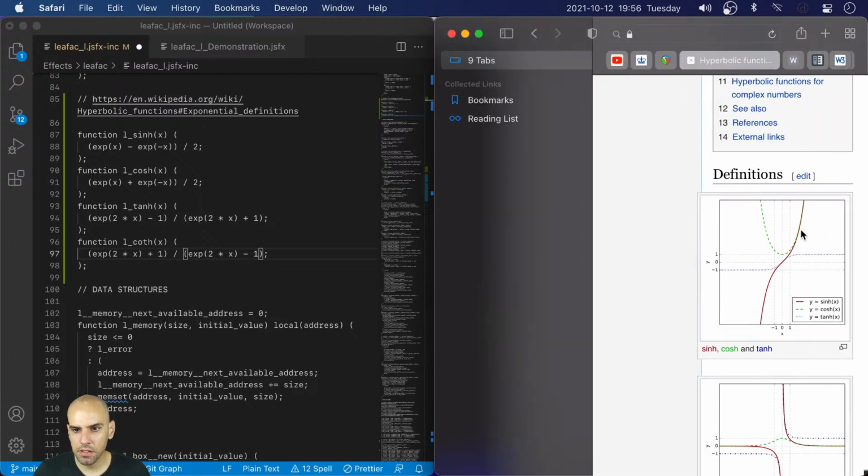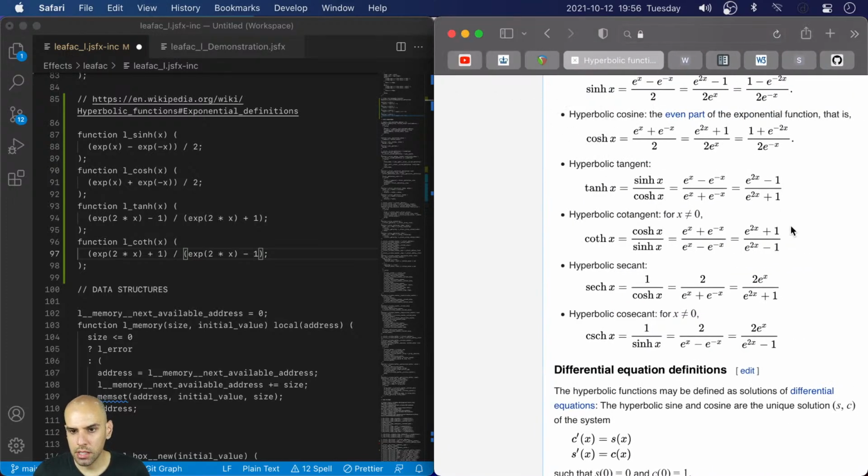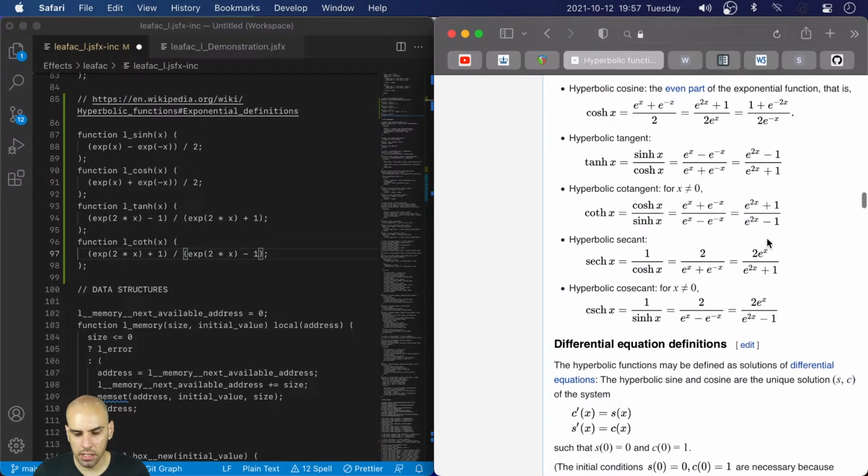I think I'm going to save this tab to read later. I want to learn where this stuff comes from. What the hell is a hyperbolic sine anyway? Okay.